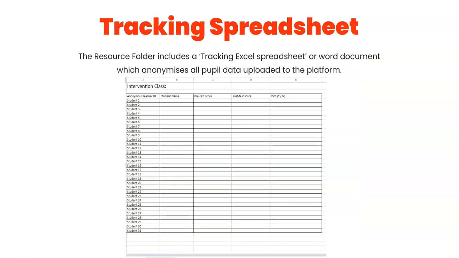We include a tracking spreadsheet and also a paper document for this, which allows you to link an anonymized learner, such as student 1, to a student in your class. So this just means that we don't get pupil data on our platform.